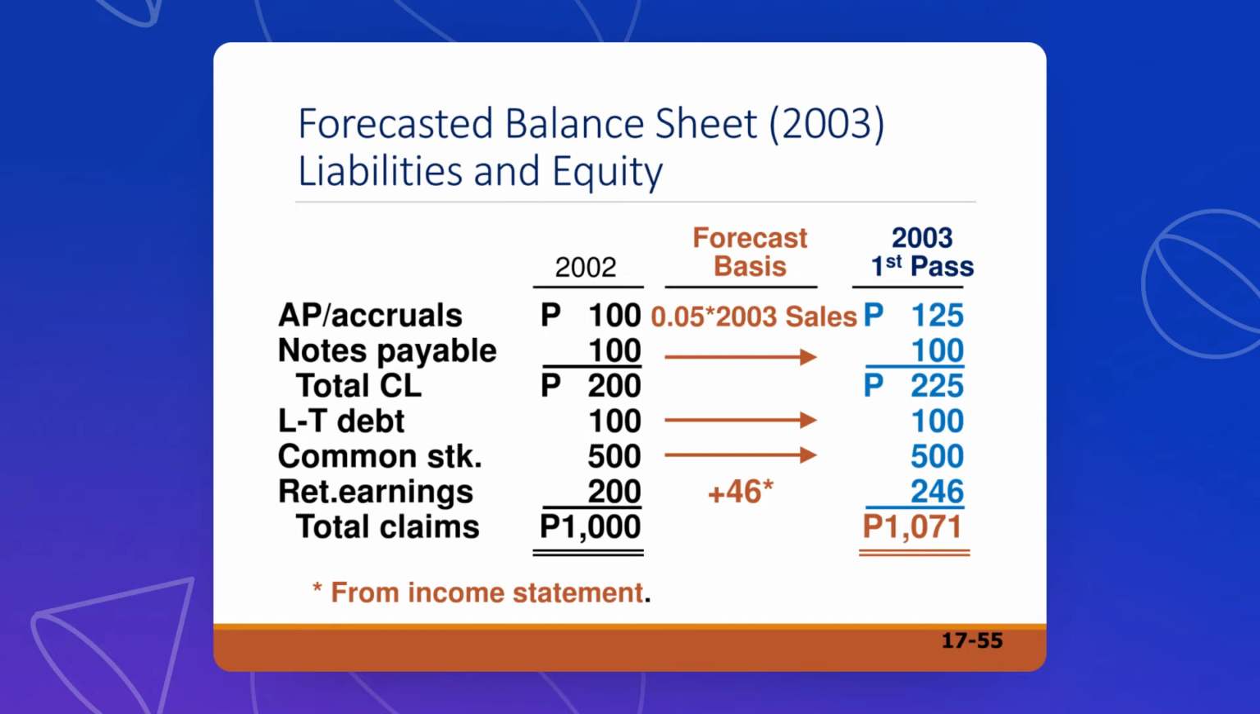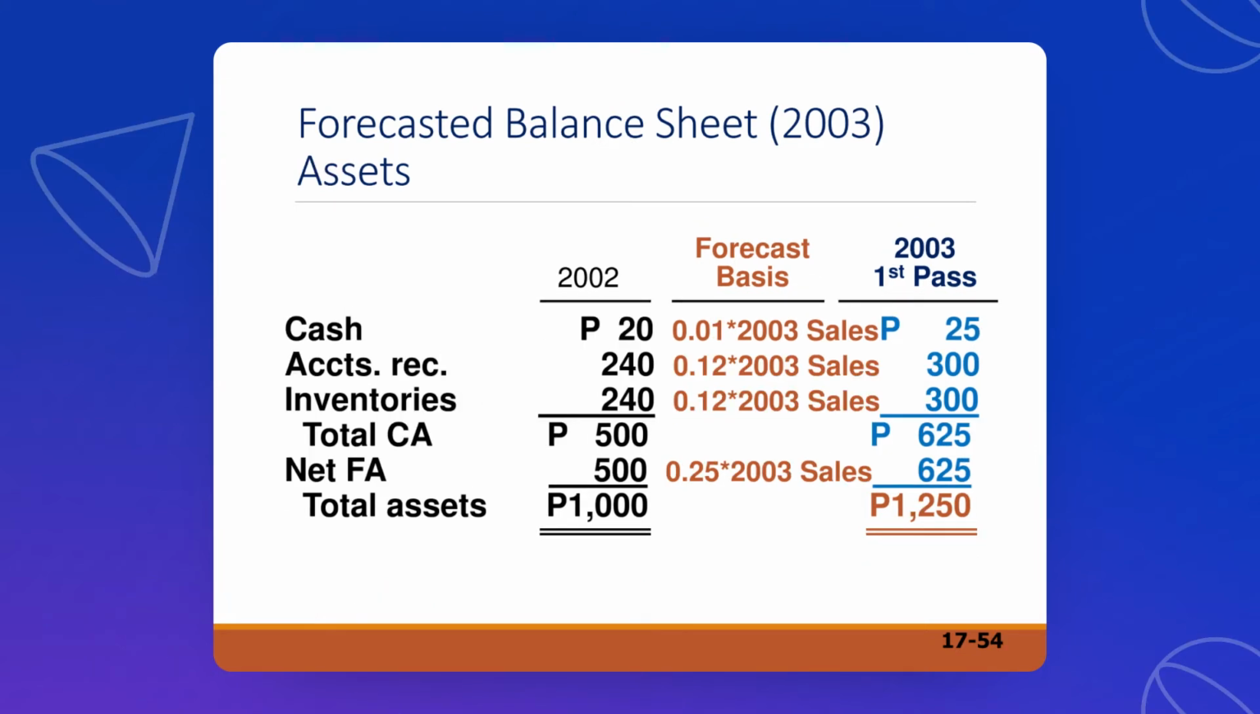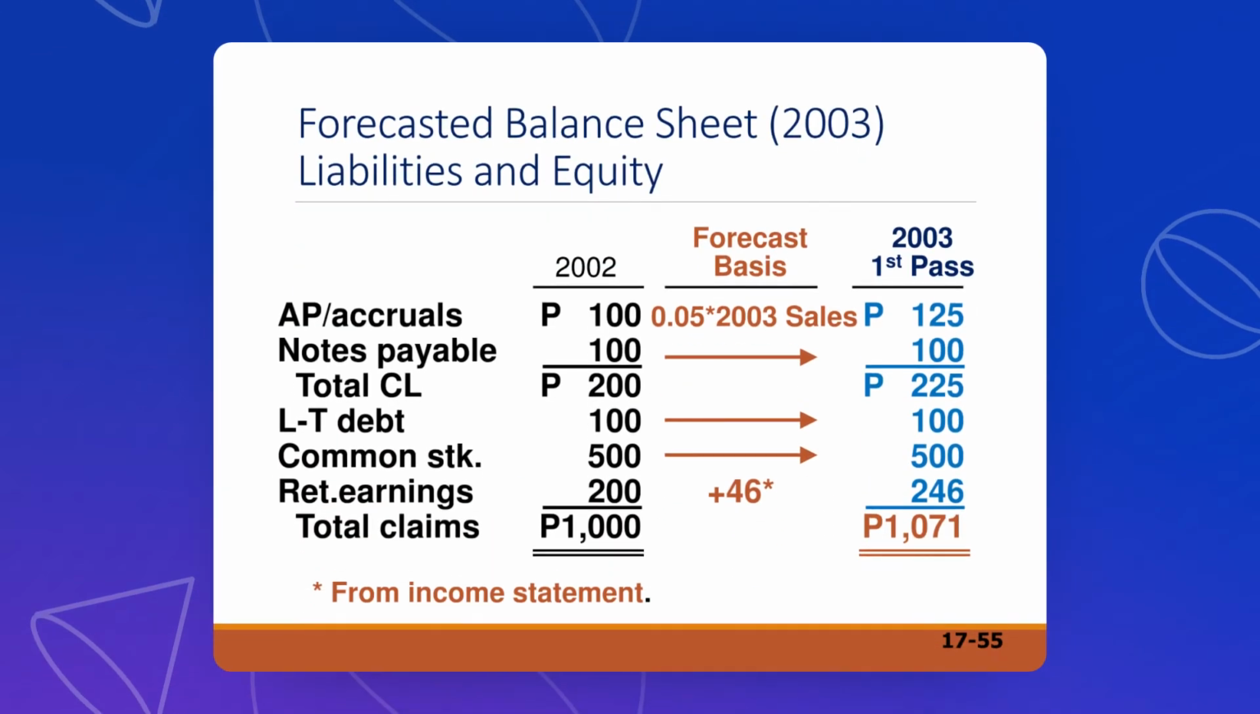Your long-term debt is 100. Common stock is 500. Okay, di ba kanina sabi? Sa 30%, yan, okay? So again, no? So you have here 0.05 as 125. And you have notes payable of 100. Total current liabilities of 225, 100, 500, 246.